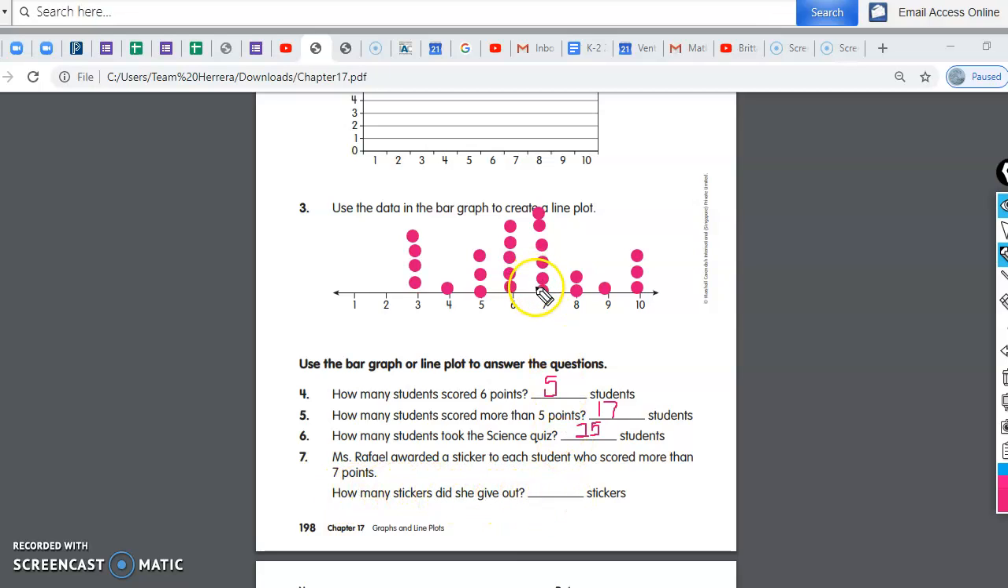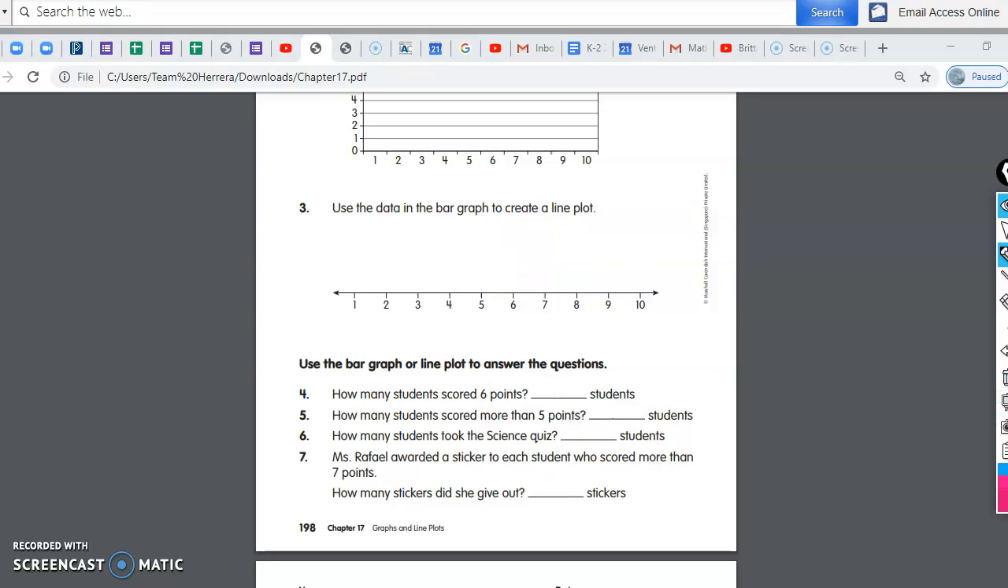So more than 7 points. It didn't say 7 and more, it said more than 7. So I'm going to assume that she's talking about more than 7. So more than 7 would be 8, 9, and 10. So we have 2 here, 1 here, which gives us 3, plus 3 more, which is 6. So she gave a total of 6 stickers out to students who scored more than 7 points.